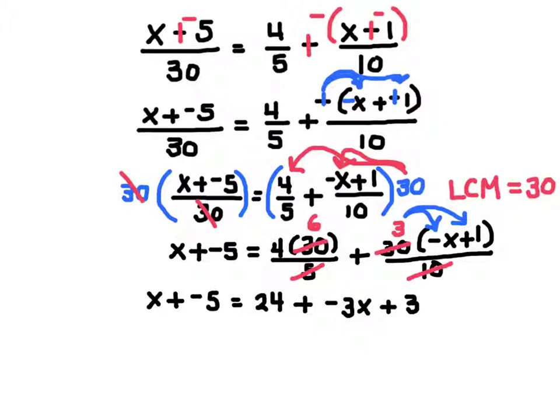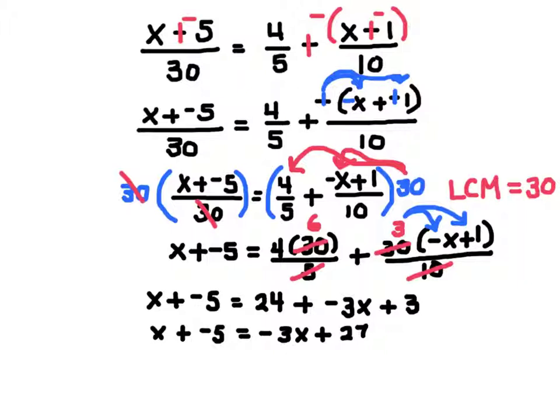Okay, and now what I want to do is combine like terms on the left and right. Well, on the left-hand side I have x plus a negative 5. And on the right-hand side I have a negative 3x plus 24 plus 3, which is 27.